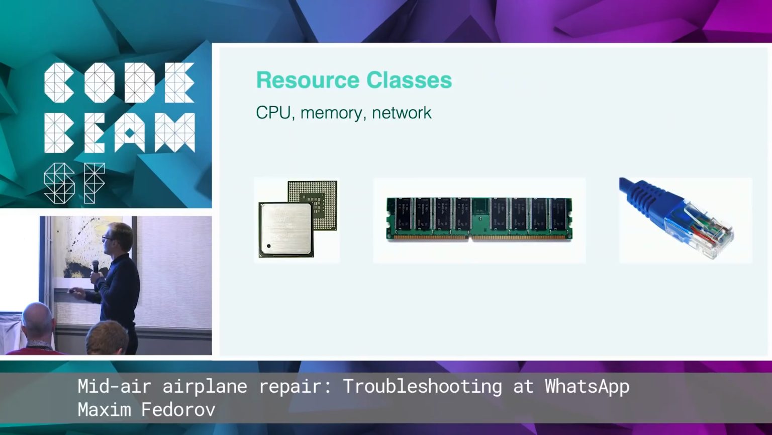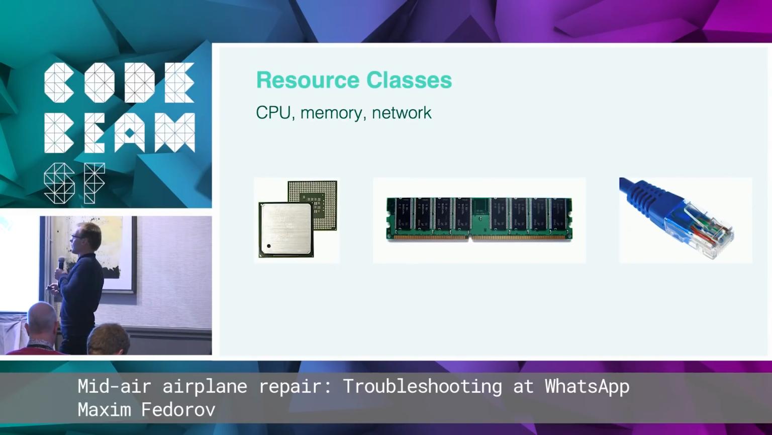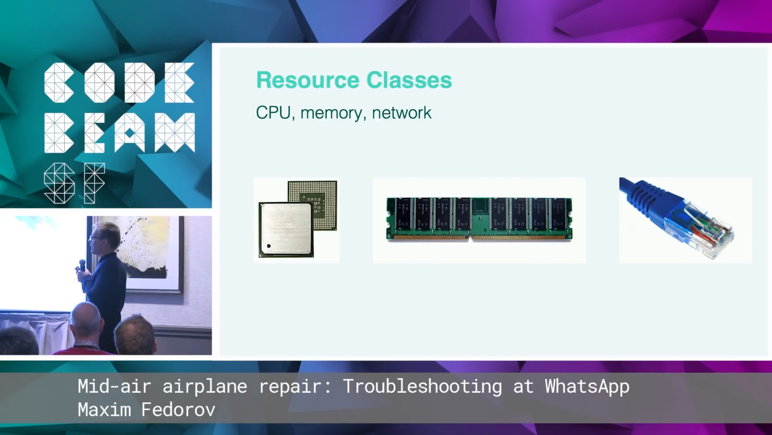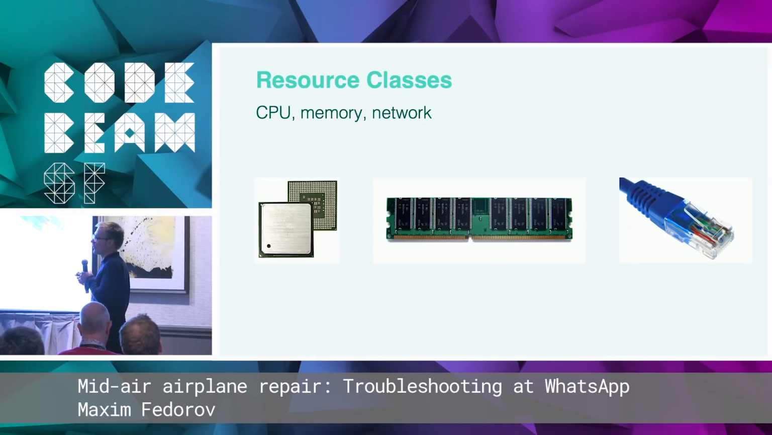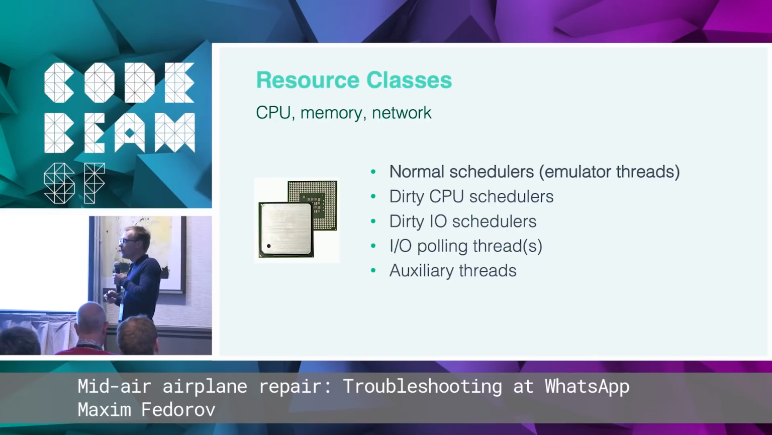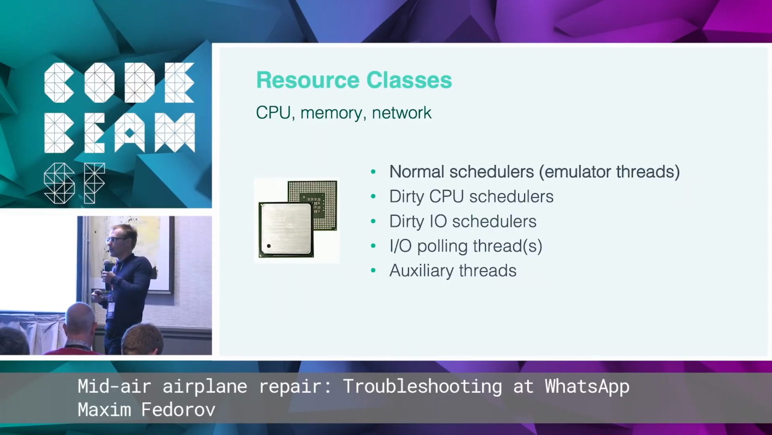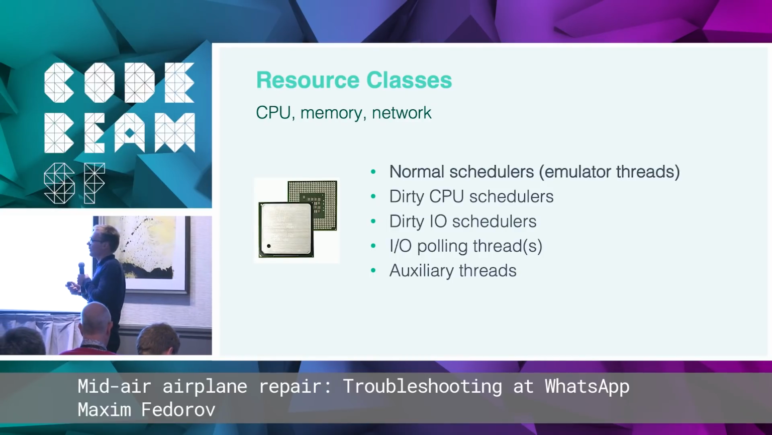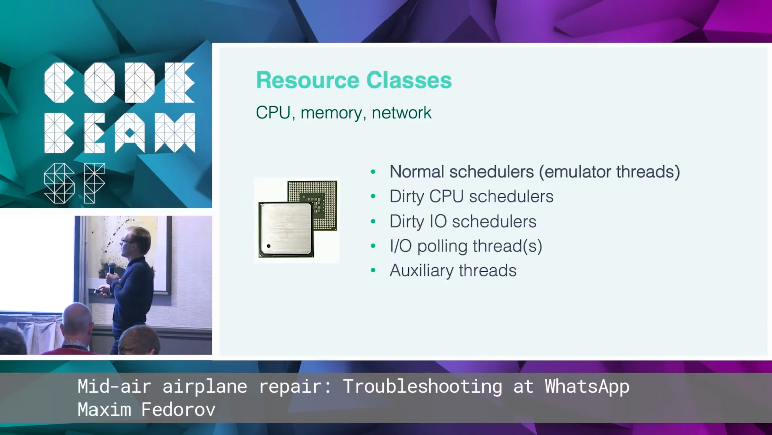What is scheduler utilization? Well, let's talk about computing resources. We have three main classes, which are CPU, RAM, and network. There are probably some other resources, but we care more about these three. What is CPU? In Erlang, CPU is really different from what we are used to in other languages, because for Erlang, it is all about schedulers. And to be precise, mostly about normal schedulers. These are the things that are actually running our Erlang code.